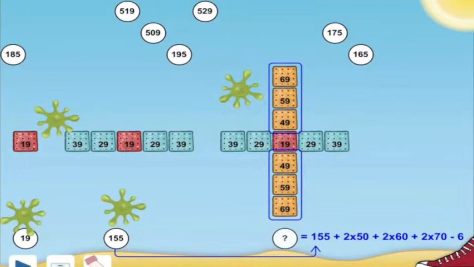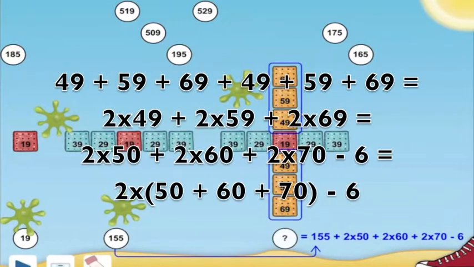We will start by using the same math strategy we used in the previous 2 examples. We will turn 49s into 50s, 59s into 60s, and 69s into 70s. We just need to make sure to subtract away as many ones as we use to make each of these numbers into their nearest tens. We then have 49 plus 59 plus 69 above the 19, and then below the 19 cracker we have 49 plus 59 plus 69. That is the same as 2 times 49 because we have 2 49s, plus 2 times 59 because we have 2 59s, plus 2 times 69 because we have 2 69s.